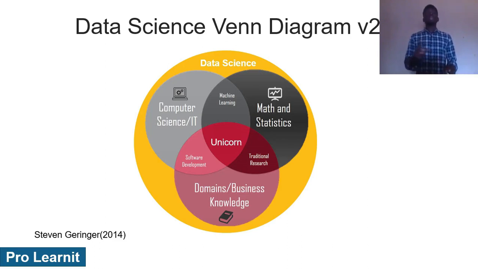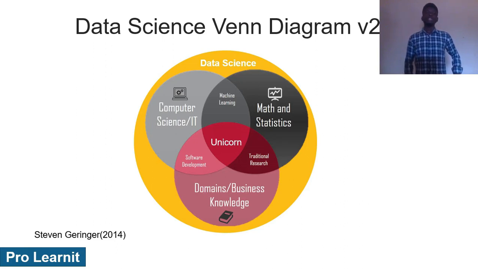Now, if you are good in all three aspects, now you are a unicorn. That's what they call a unicorn in data science. That's what most businesses are looking for. But you have to start from somewhere. You probably have to start with machine learning, or with traditional research or software development. But if you look at the yellow circle over there, it shows that all of these things are encapsulated in data science. And so data science is a whole lot of different things.